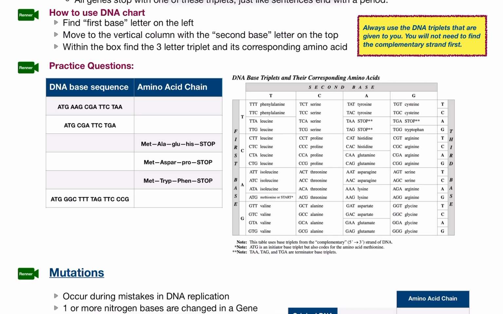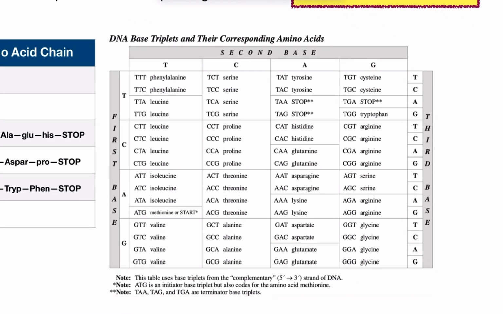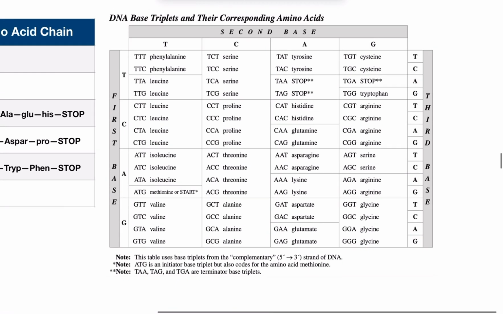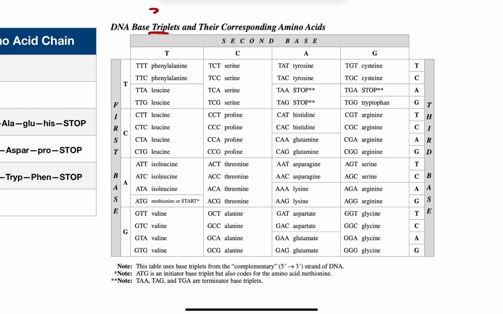All right, let's take a look at how to use the DNA chart. If you're taking Biology 30, you'll see that there's a difference between Bio 30 and Science 30. In Biology 30, we use an mRNA codon chart. In Science 30, we have a simplified one, which is called the DNA base triplet. Triplet stands for 3. So essentially, we're looking at 3 nitrogen bases.